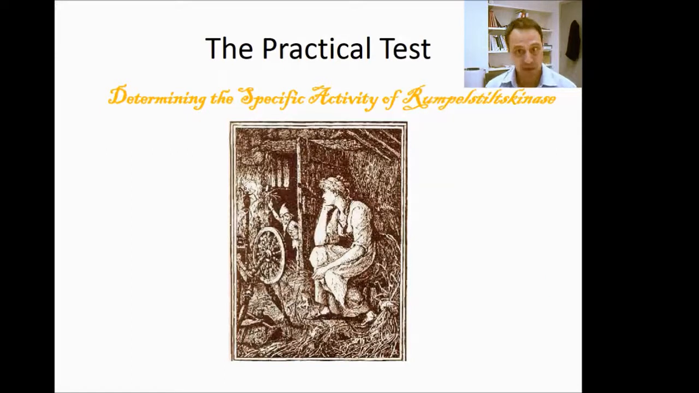There is a practical test, and this test is called determining the specific activity of Rumpelstiltskinase, which is a fictitious enzyme. But I'm going to give you a copy of that test before you even come to the test, so you can read it and get familiar with what's required of you before you even do the test. I know, right? So make the most of this. Download the test when I put it up on UTS Online, and then you can have a go at practicing it. Some of the questions you won't be able to answer yet because there are some unknowns that you'll only get on the day, but you'll see what I mean.